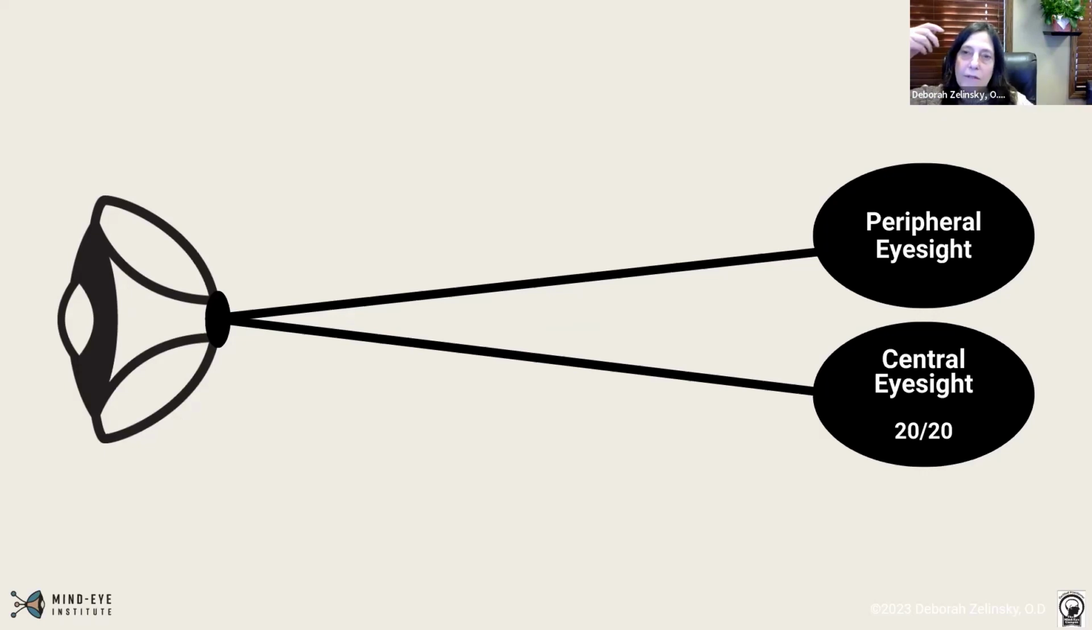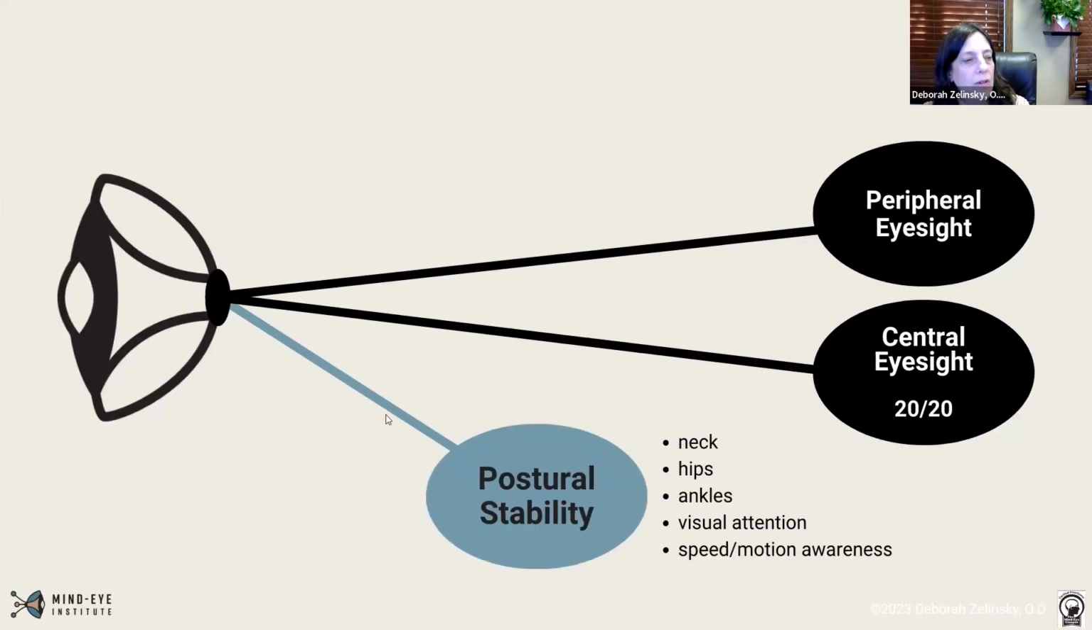If the magnification in one side of your glasses is different than the other side, then you're twisting things because one side will appear to be farther away than the other side. And that will rotate your shoulders and rotate your hips. So there's a whole bunch of signals from the eyes that link with postural stability in your neck, your hips, your ankles. There's also visual attention and motion awareness and speed. So there's a lot of different pathways that were discovered that don't yet have too many diagnosis codes, but they exist.